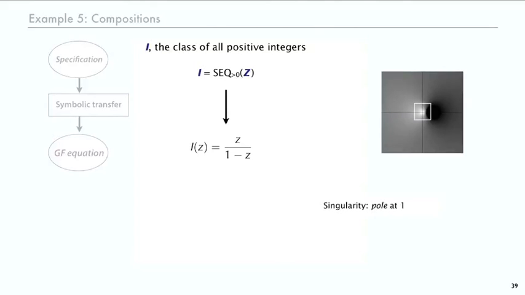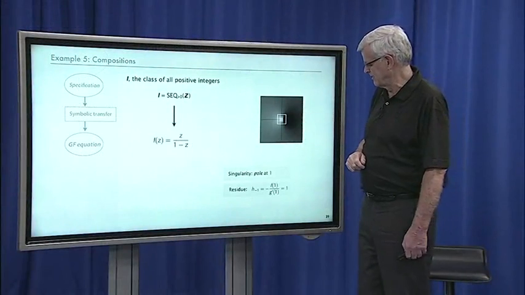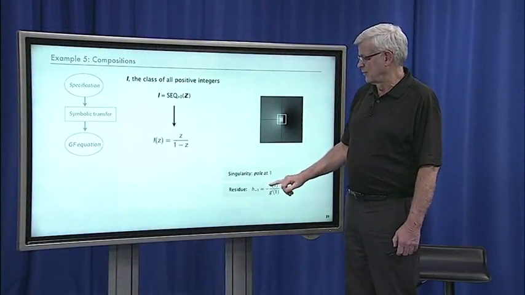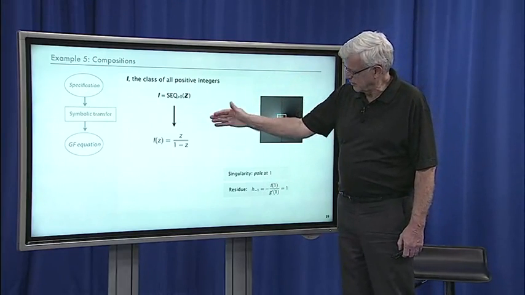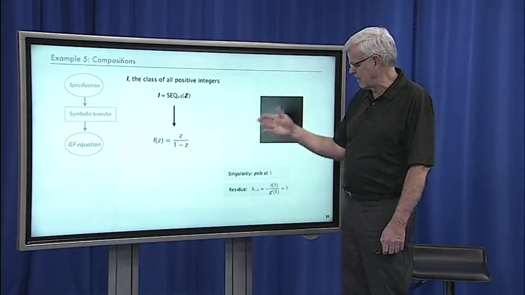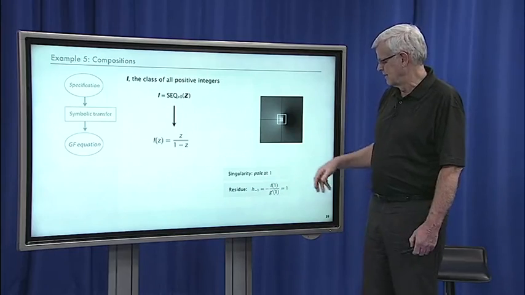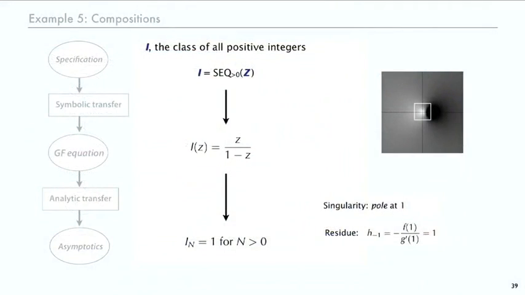In this case, the singularity is a pole at 1. This function grows, so it's a little hard to see that singularity, but it's there. So we can compute the residue. The numerator evaluated at 1 is 1. The derivative of the denominator evaluated at 1 is also 1. We just get 1, and the end result is 1. There's one positive integer of each size.